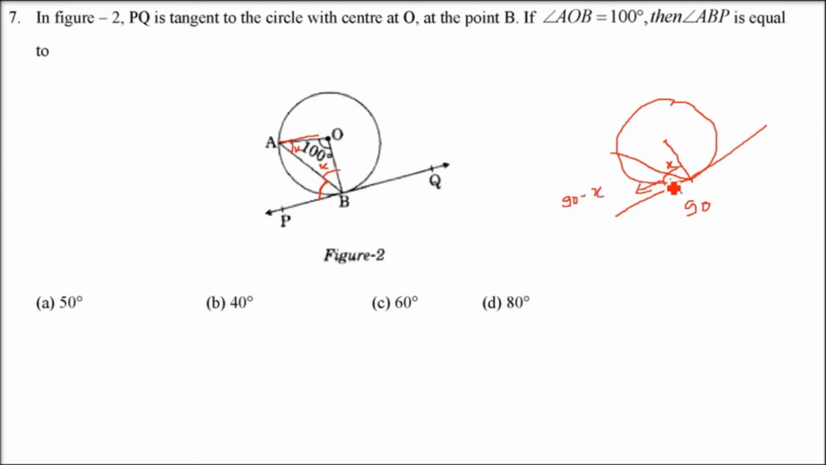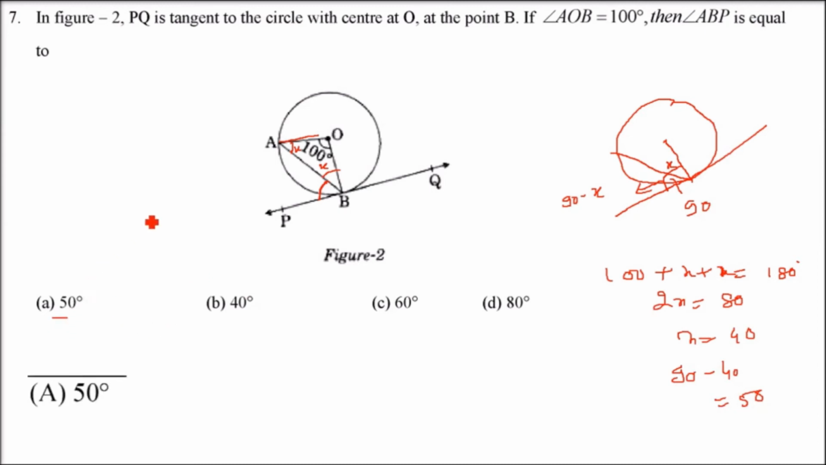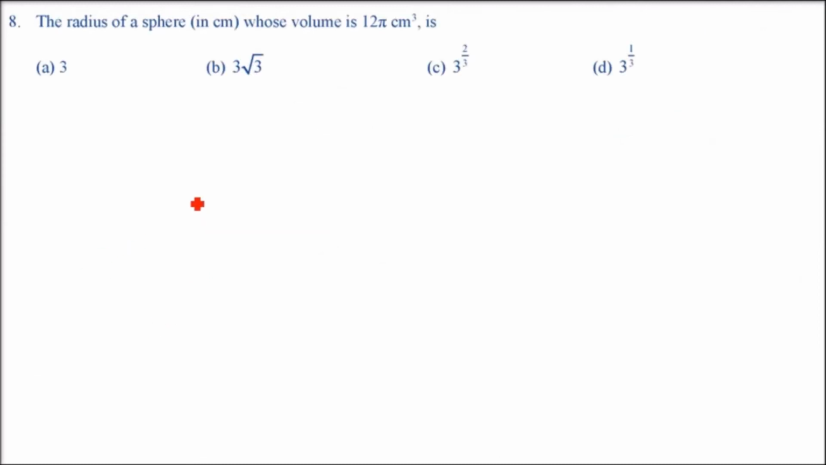So we are interested in ABP. In a triangle, the internal angles sum to 180 degrees. That is 100 plus 2x equals 180 degrees. So 2x equals 180 minus 100, that is 80. x is 80 by 2, that is 40. x is 40. 90 minus x is what? 90 minus 40, that is 50. Now 50 is there, option A. This is the answer. Okay.